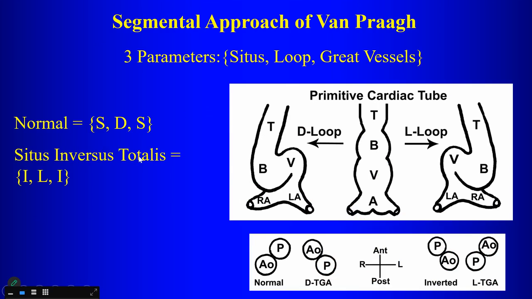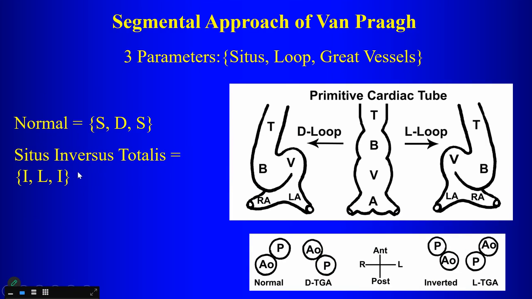So if we had to summarize what is normal in this type of summary, well, normal, we have situs solitus, right? Right atrium's on the right, left atrium's on the left. D-loop ventricles, right? And then you have a normal relationship of the aorta and the pulmonary artery. So S for situs solitus, D for D-loop ventricles, and S for the normal relationship of the aorta and the pulmonary artery. So your abbreviation for the normal configuration would be SDS.